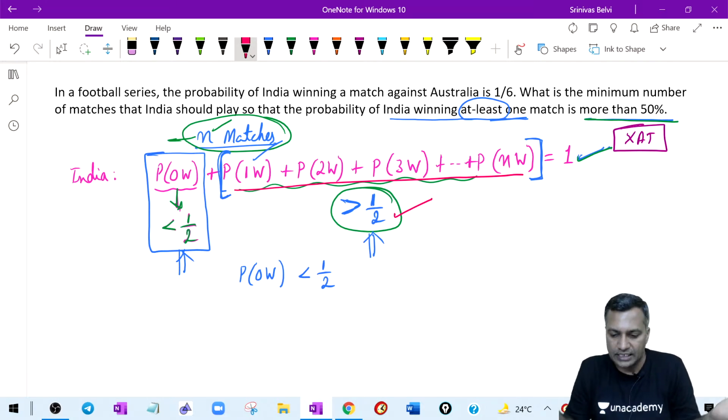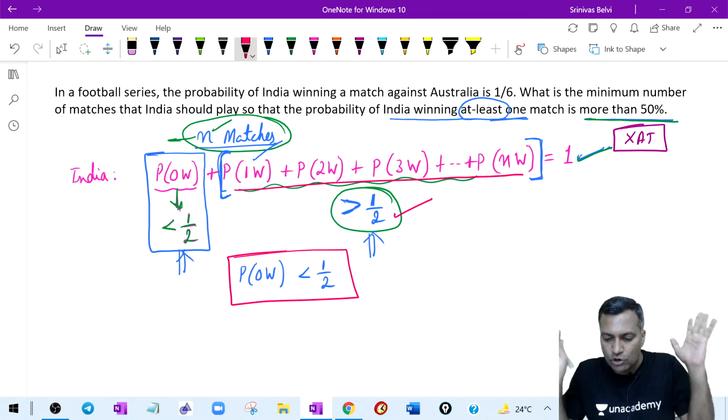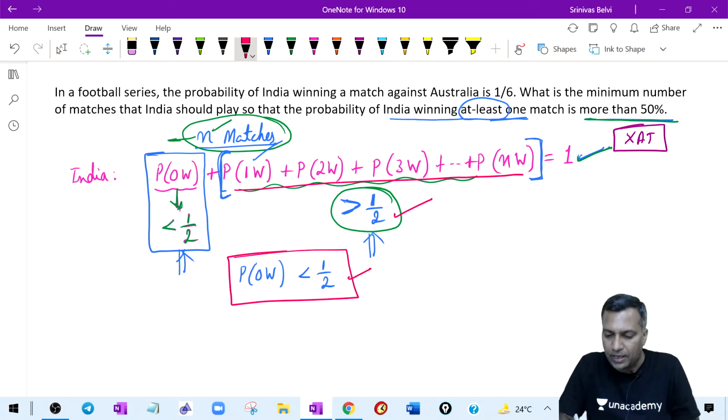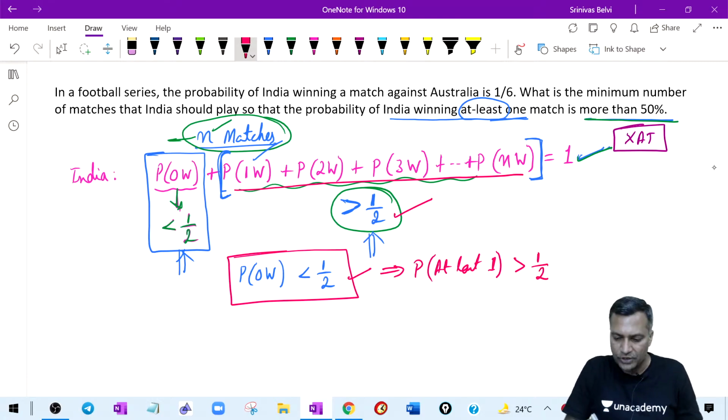So you are converting this question into this. You are saying that the probability of India winning 0 matches should be less than half, which implies the probability of India winning at least 1 match will be greater than 1 by 2. So simply focus on this and resolve this particular issue.